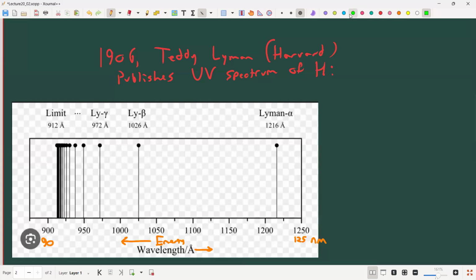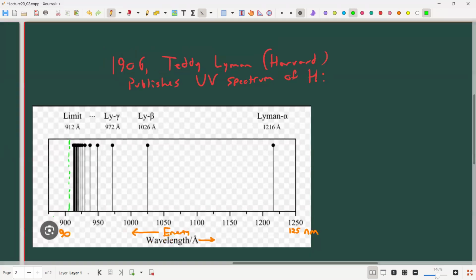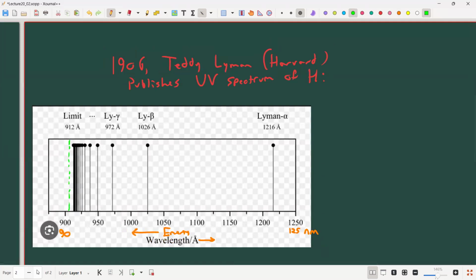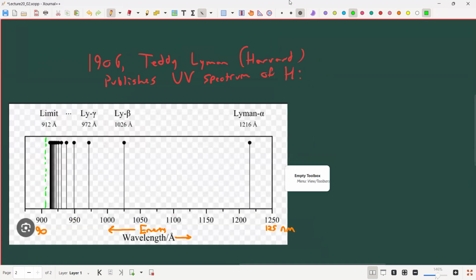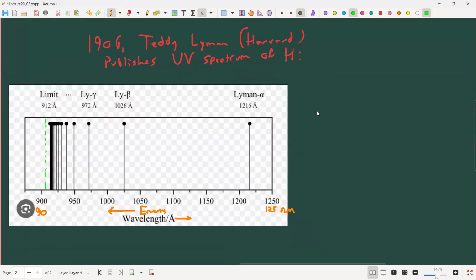And he finds that no matter what he does with the sample, he gets the same result each time. You can see that this is approaching some limit. And he labels, just like Fraunhofer, he labels the lines alpha, beta, gamma, delta, epsilon.